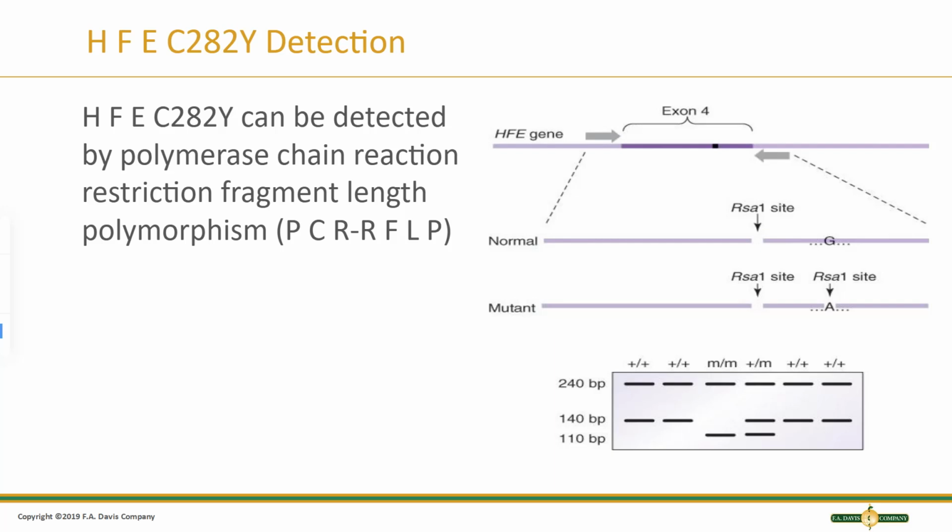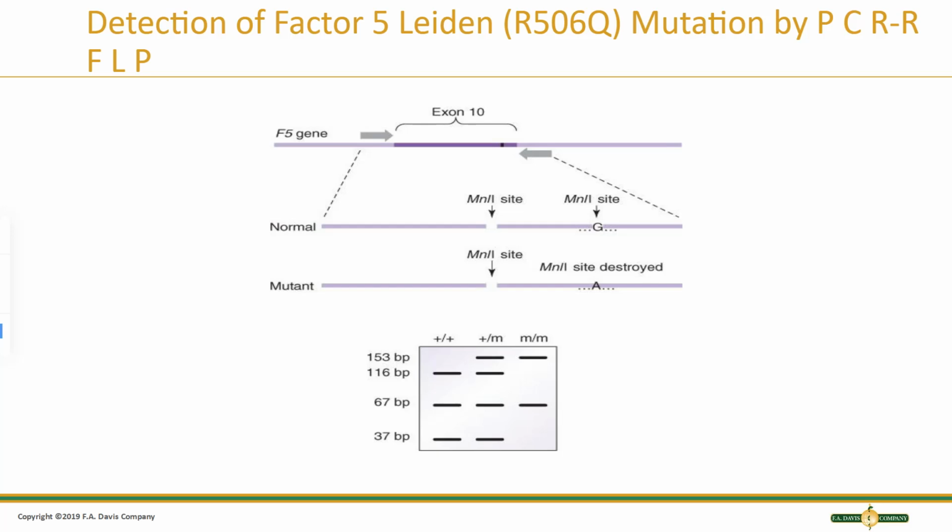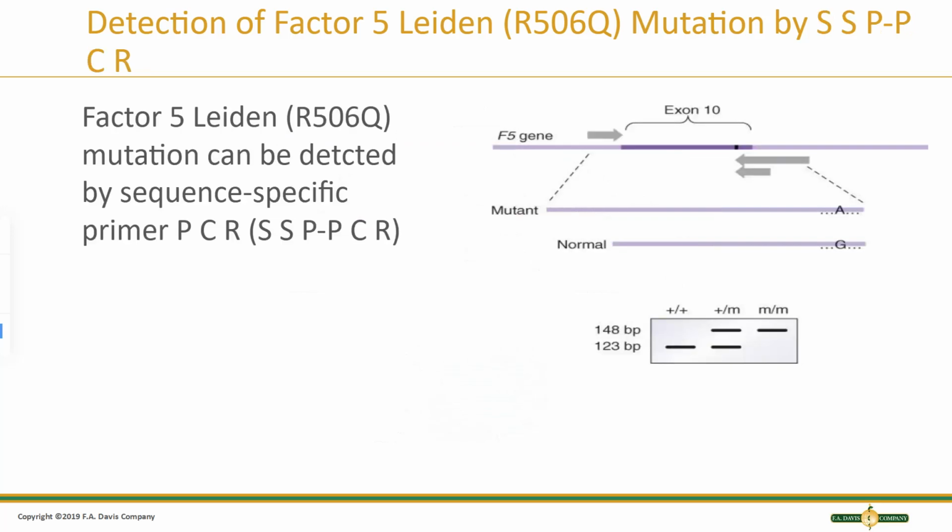HFE C282Y can be detected by polymerase chain reaction, restriction fragment length polymorphism. Detection of factor 5 Leiden mutation by PCR RFLP, and mutation by SSP. So sequence-specific primer can also detect it.